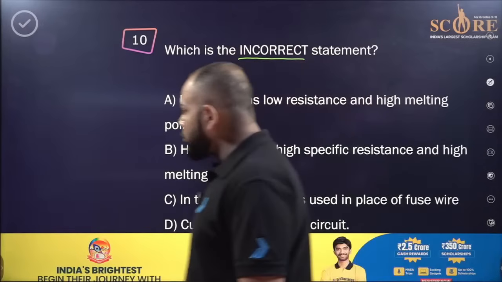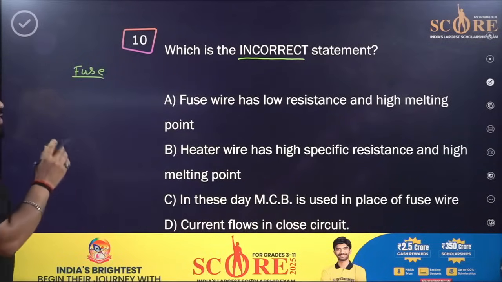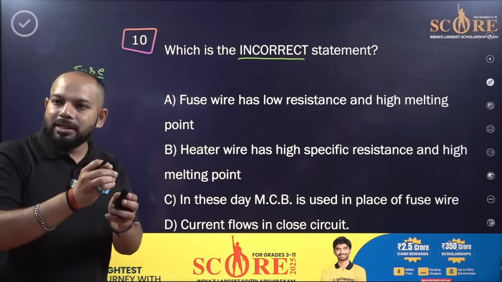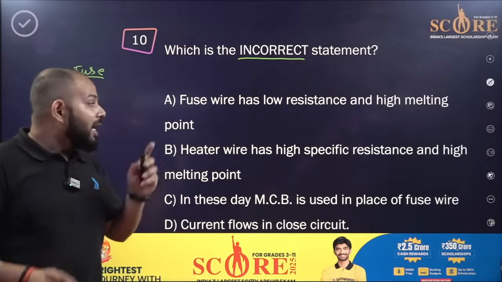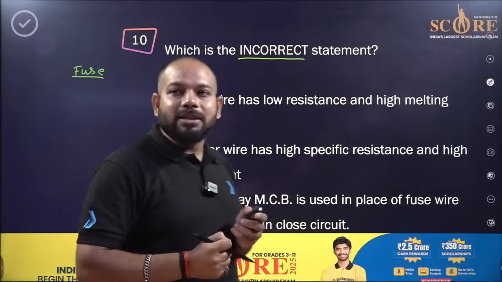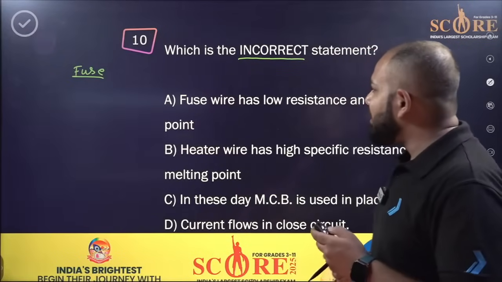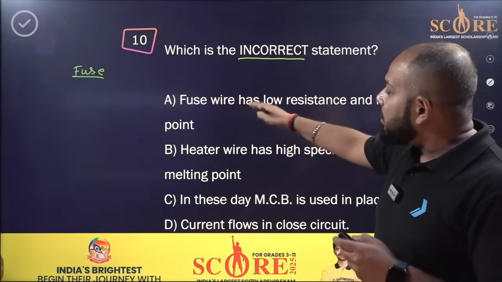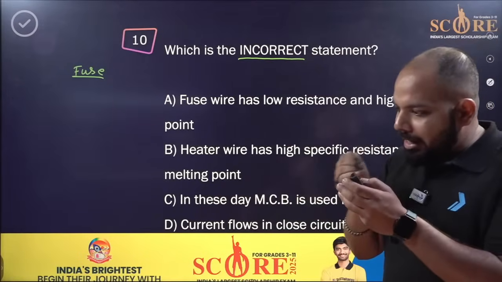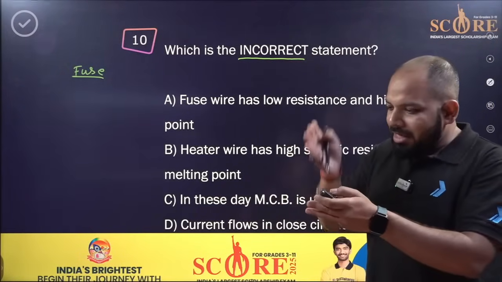Okay, see what a fuse is first of all. Fuse is something which is always connected in series, and with the connection in series, it saves the appliance. How does it save the appliance basically? It breaks the circuit. When high current passes through it, it can't withstand that and just breaks the circuit.